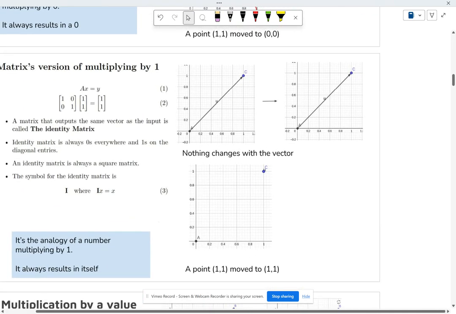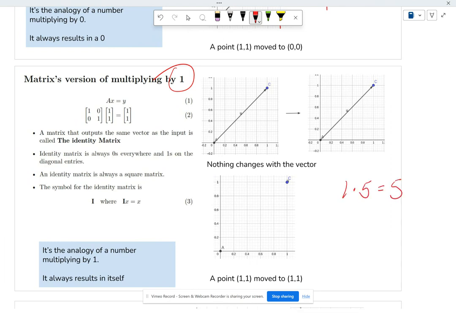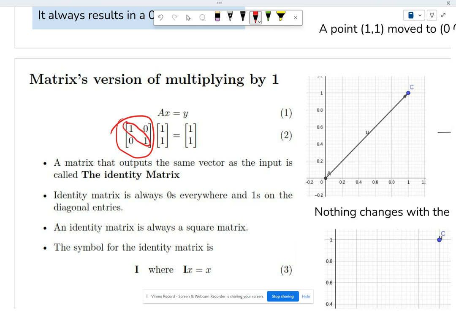There's also an analogous version for 1. Let's say you have 5 times 1, it's just going to give you 5 back. So if you have a vector x and you want to multiply by something that gives you x back, this matrix will be the analogous version of a 1. The way you do that with a matrix is through a matrix where the diagonal is only 1s and the off-diagonal is only 0s.